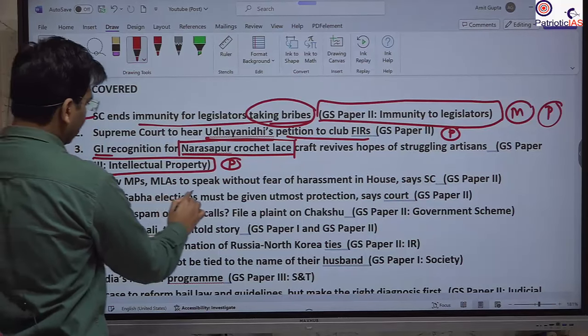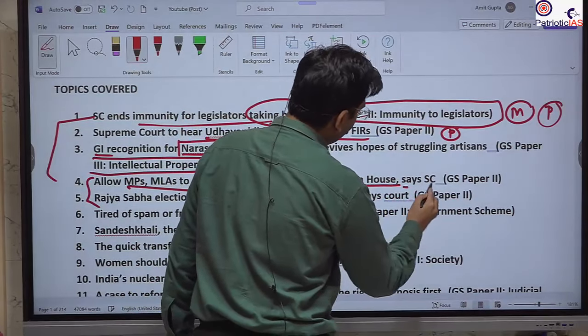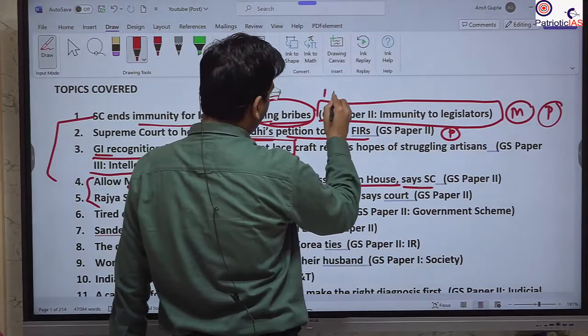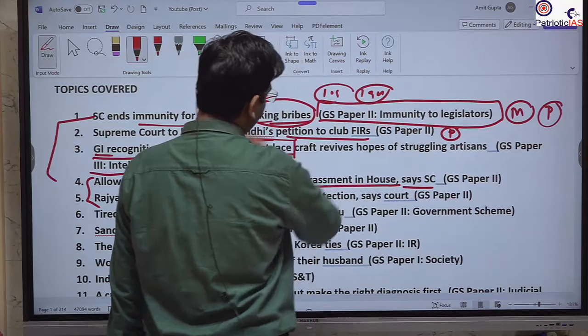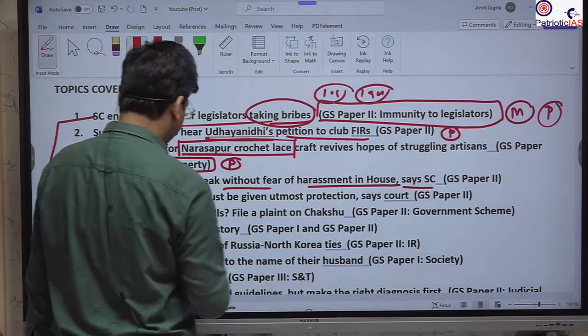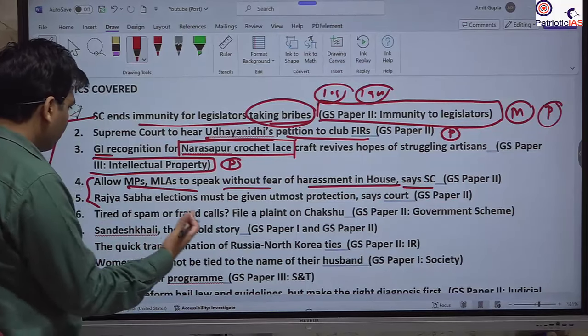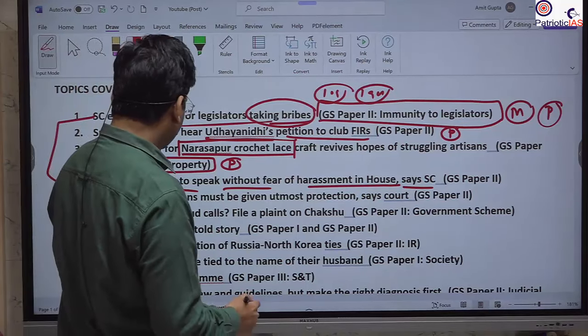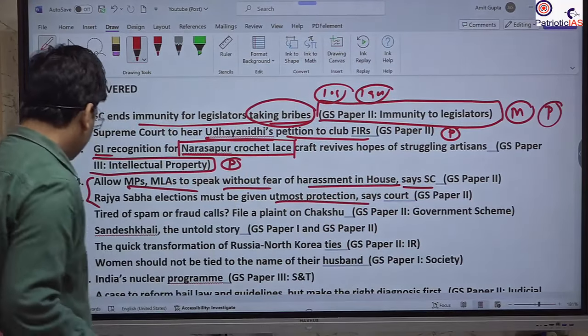Okay, then we will study the extension of this article: allow MPs and MLAs to speak without fear of harassment in the House. So yes, Articles 105 and 194 provide the immunity. This is applicable for freedom of speech and the effective functioning of both Houses. Okay, Rajya Sabha election must be given utmost protection. So here again, the same article, an extension of the article.